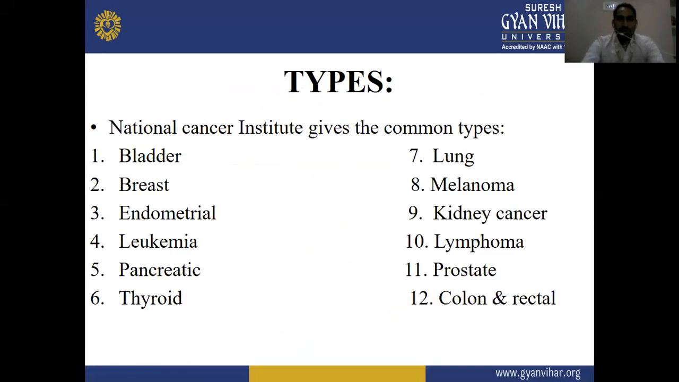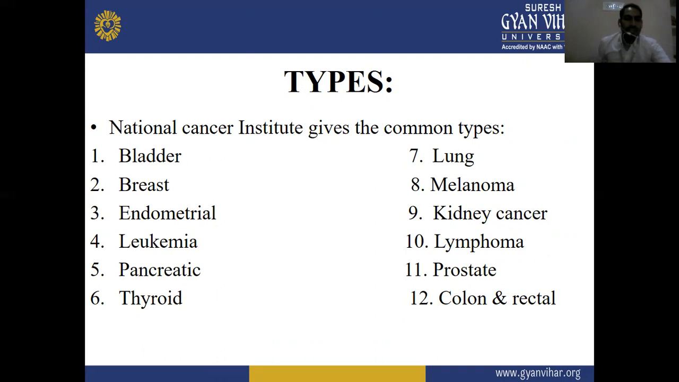Next one is types of cancer. According to the National Cancer Institute, the common types are bladder cancer, breast cancer, endometrial cancer. Fourth is leukemia. Fifth is pancreatic cancer. Sixth is thyroid cancer. Seventh is lung cancer. Eighth is melanoma. Ninth is kidney cancer. Tenth is lymphoma. Eleventh is prostate cancer, and the last one is colon and rectal cancer.